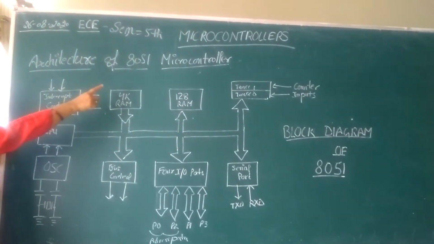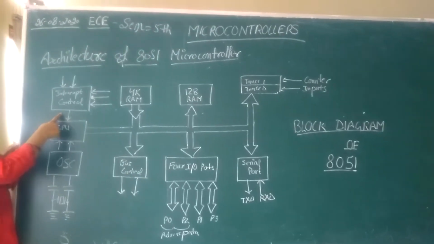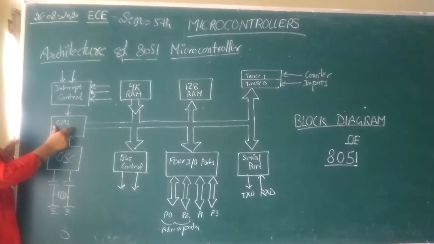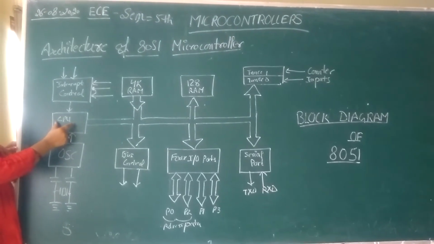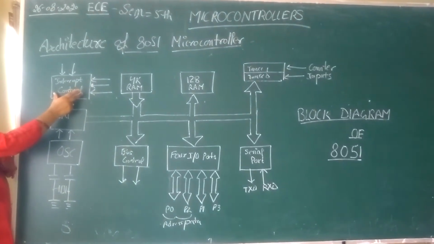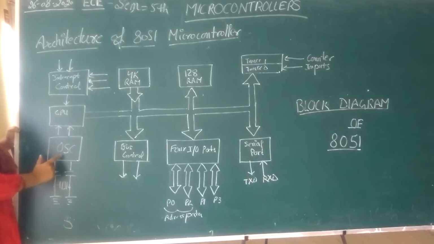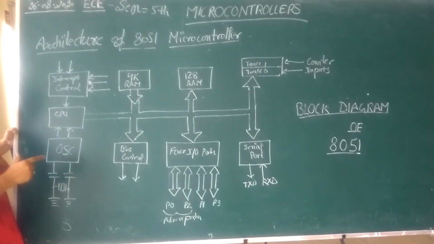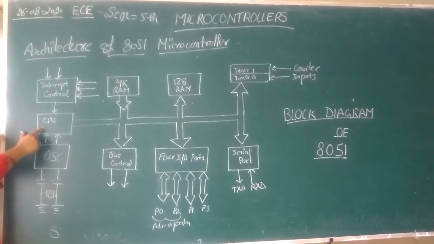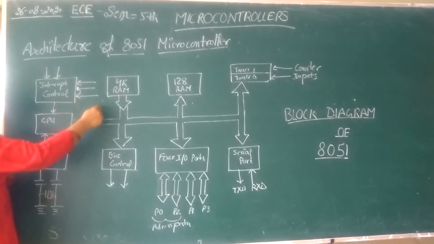This is the architecture of 8051 microcontroller. This is your interrupt control. This is your CPU. This is your oscillator. All processing of your chip will be done here. Interrupt control: first of all, the signal will come there, and interrupt control will control the signal. Then the signal will go to the CPU, and the oscillator will produce a particular oscillation or signal which you want to apply. That will go to the CPU, and then the signal will go to the RAM. Bus control. Signal will come to the RAM.